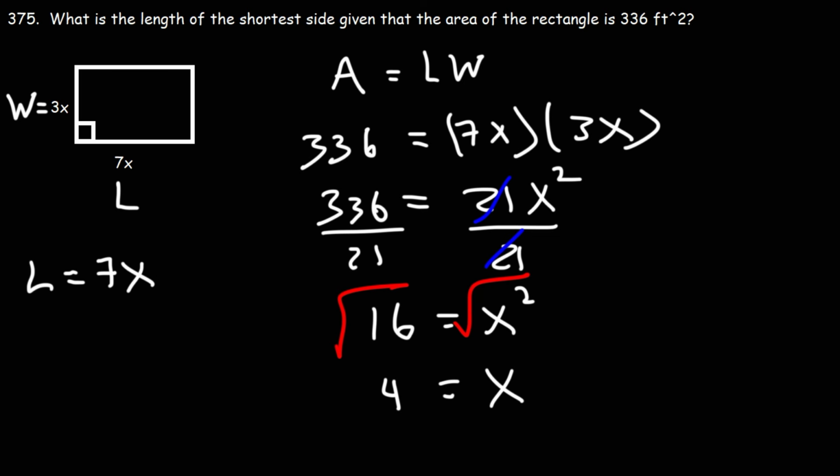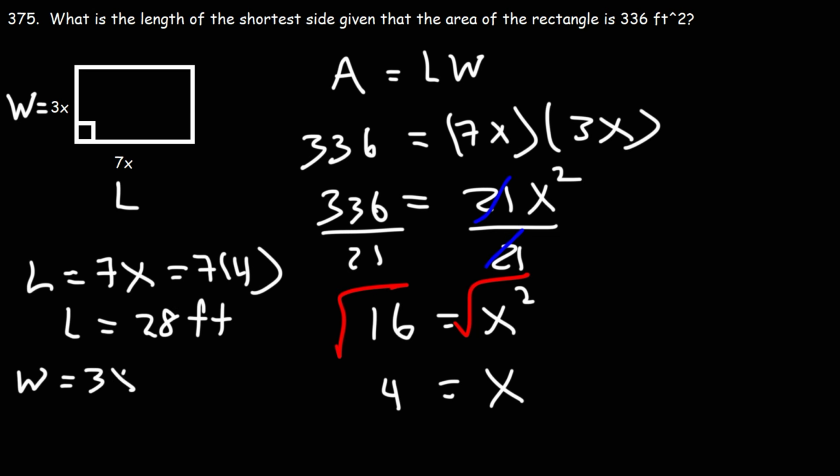The length is 7x, or 7 times 4. 7 times 4 is 28. And if the area is in square feet, the length is in feet. The width is 3x, which is 3 times 4. And 3 times 4 is 12, so the width is 12 feet.